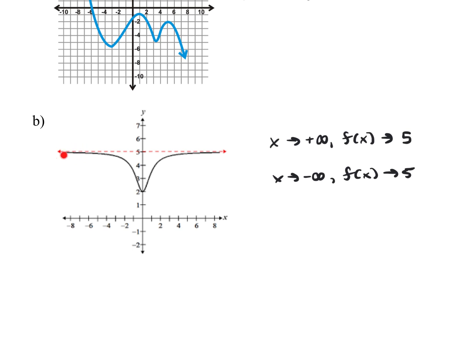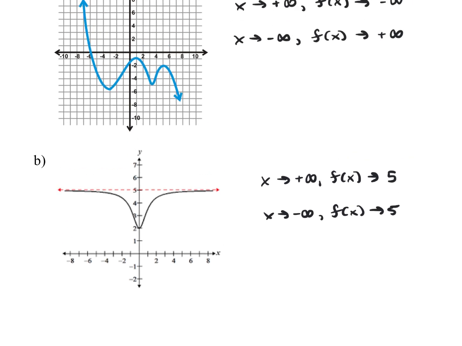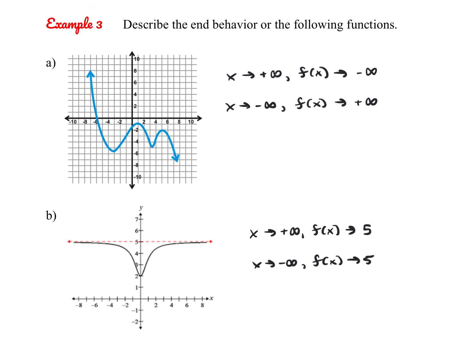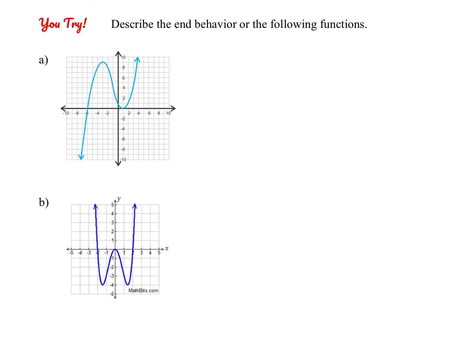It's okay to approach a value on one side and then to go up or down on the other. It's okay for one side to have no end behavior and the other side to have end behavior. So any combination of these is completely fine. All right, go ahead and pause the video and give these two a try on your own.